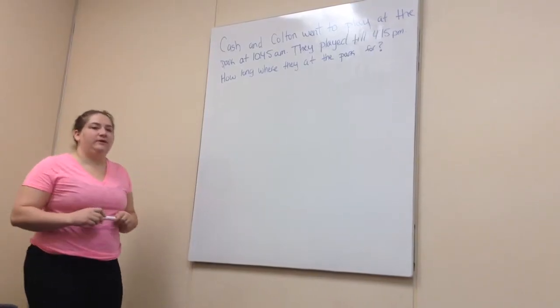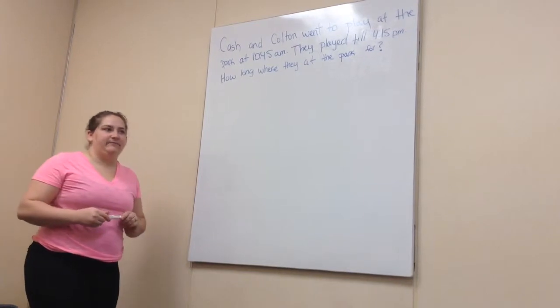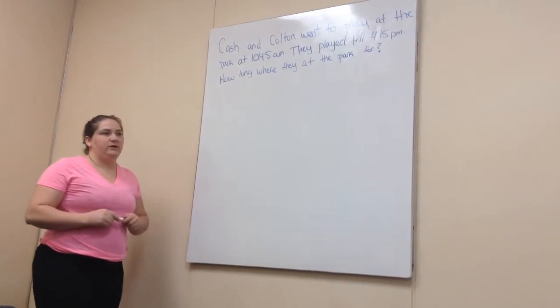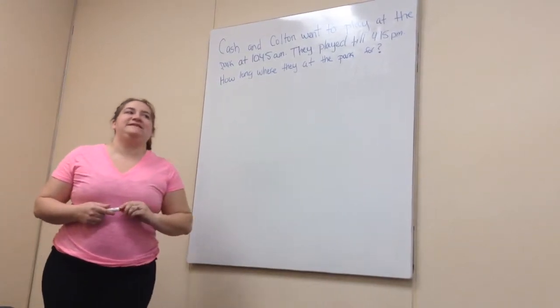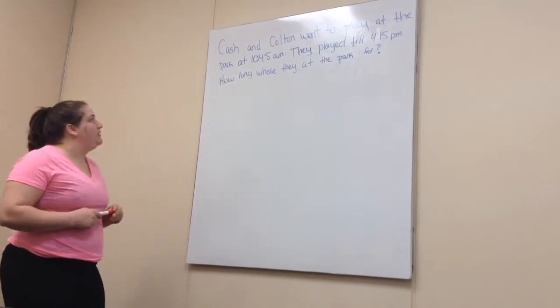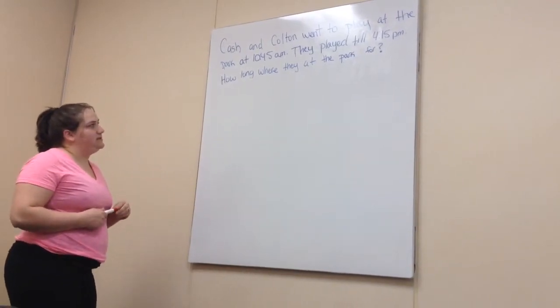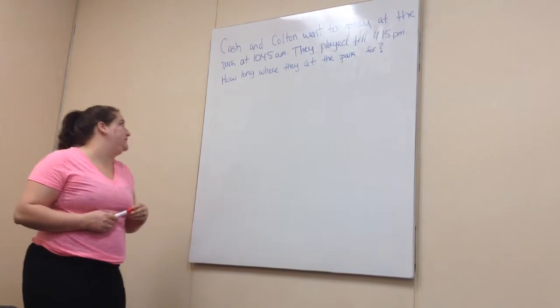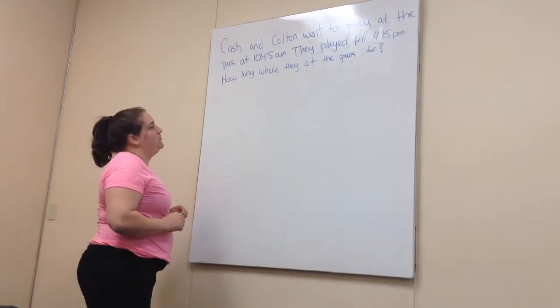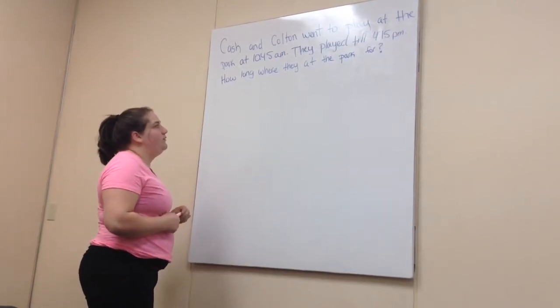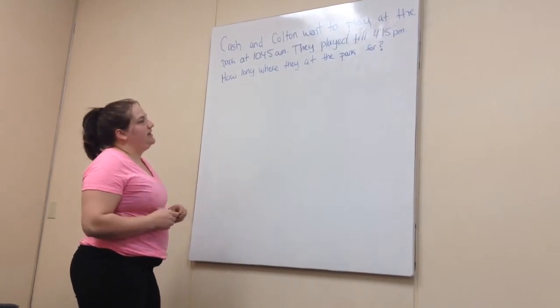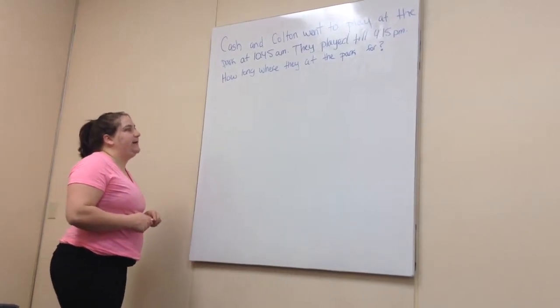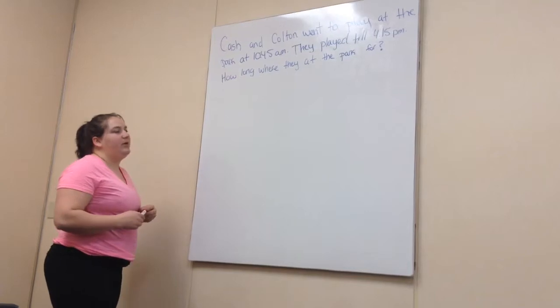In this lesson, we are going to do an elapsed time. How we are going to solve it is we're going to use the make 60 approach. I'm going to read this sentence, and it is going to be for my 4th grade students. Cash and Colton went to play at the park at 10:45 a.m. They played till 4:15 p.m. How long were they at the park for?